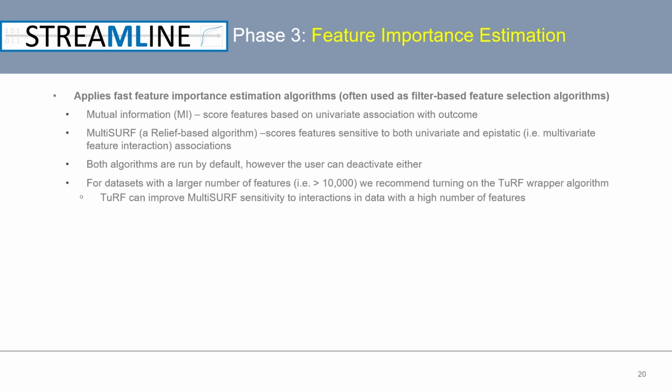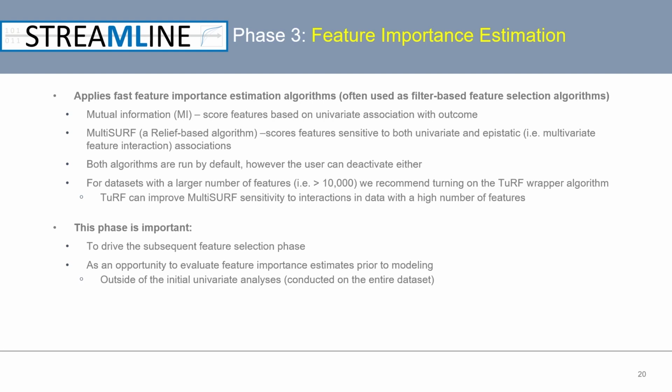And for datasets with a larger number of features, on the order of 10,000 or more, we recommend turning on the turf wrapper algorithm as a user option, which has been shown to be able to improve multisurf sensitivity to interactions in data with a higher number of features. Overall, Phase 3 is important firstly to drive the subsequent feature selection phase, but also as an opportunity to evaluate feature importance estimates prior to modeling, as well as outside the initial univariate analysis conducted in Phase 1 on the entire target dataset.